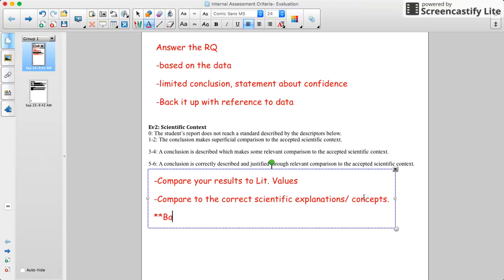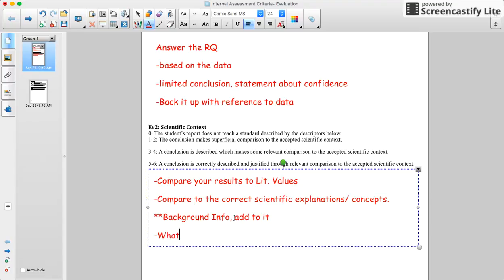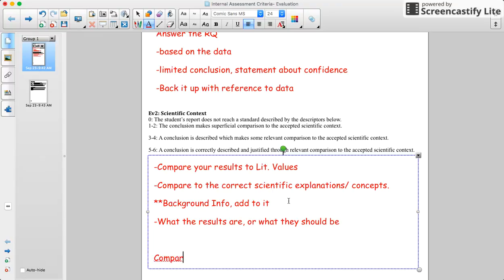So you're going to revisit a lot of the background info that you looked up at first and possibly add to it some new ideas. Maybe some new things came to light as you did the investigation, you look at your data. But look at the correct scientific concepts and explanations in order to try to explain what the results are or what they should be. This is where you're trying to explain the accepted scientific context and comparing it to your results, which can lead to comments about confidence in your conclusion and your answer to the research question.